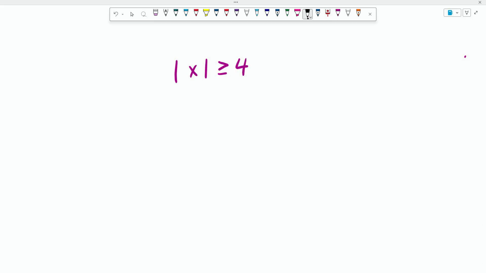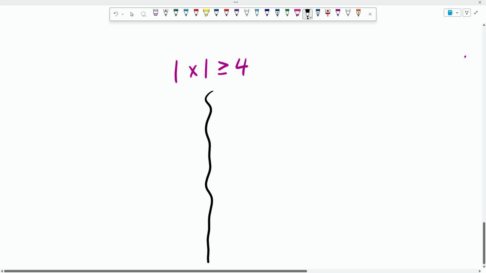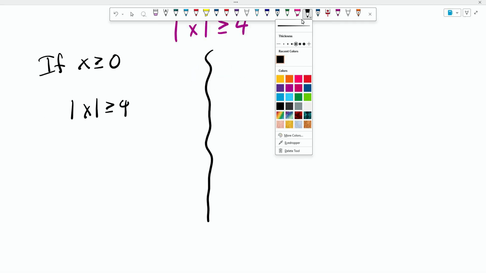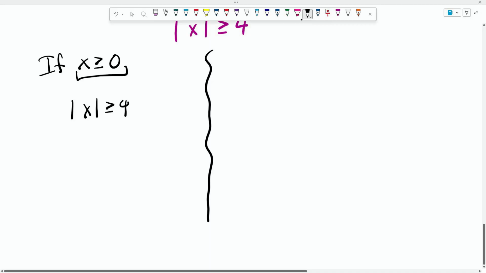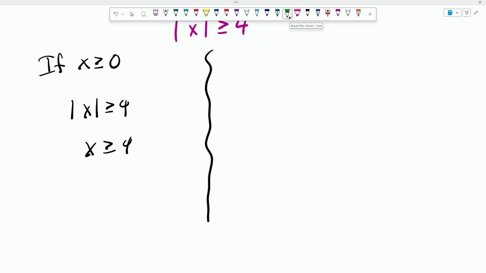Again, we're going to split this up into two cases. x is greater than or equal to 0. If x is greater or equal to 0, the absolute value of x is simply x. So it has to be greater than or equal to 0 and greater or equal to positive 4. So what numbers are both greater or equal to 0 and greater or equal to 4?